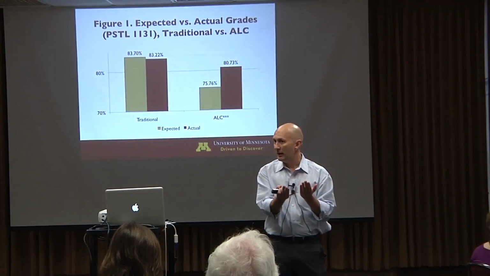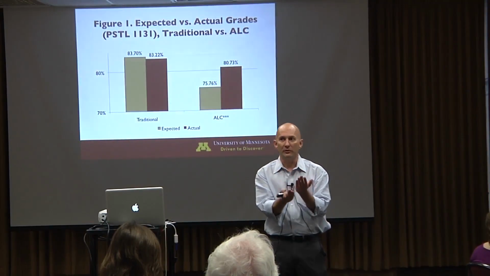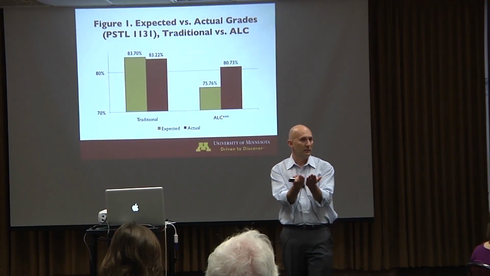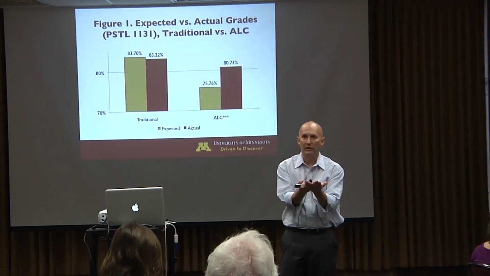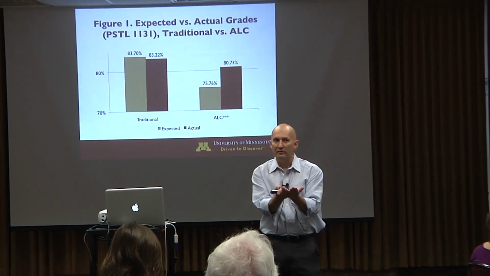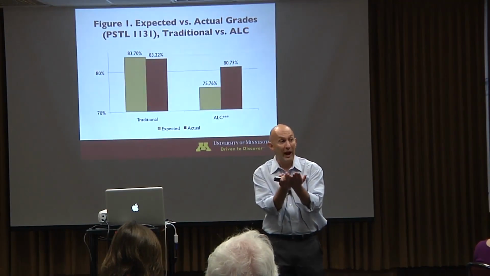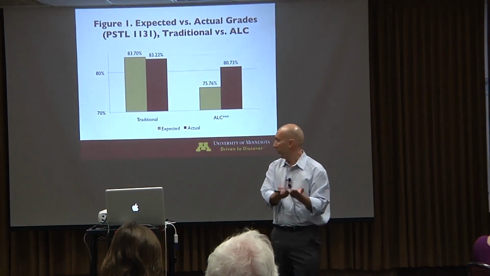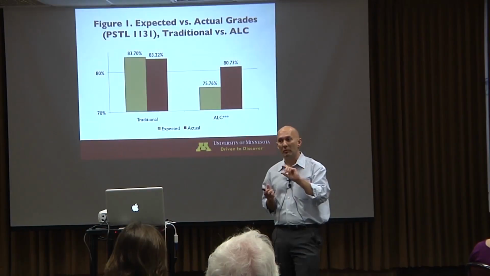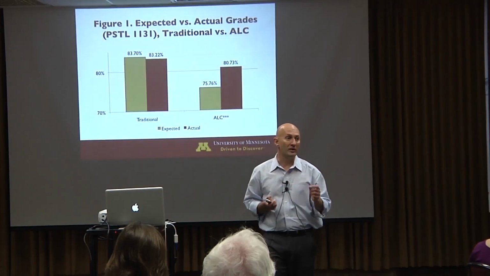And as you can see here, the expected and the actual for those students in the traditional classroom was pretty much spot on. There's no statistically significant difference there at all. In fact, they're virtually the same. But the students in the active learning classroom outperformed their aptitude based on that point estimation model by about 5 points, which, comparing those two things, is highly significant at the 0.001 level.